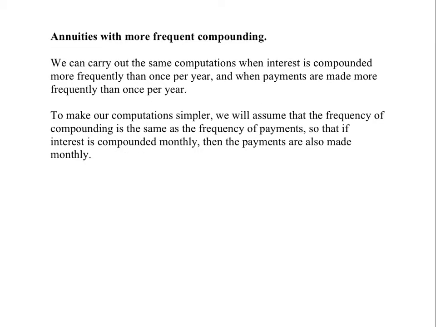We're ready now to make life more realistic by looking at annuities with more frequent compounding. So we can carry out all these same computations when interest is compounded more frequently than once per year, and when payments are made more frequently than once per year. To make these computations simpler, we're going to assume that the frequency of compounding is the same as the frequency of payments. So if interest is compounded monthly, the payments are also made monthly. If interest is compounded quarterly, the payments are made quarterly. But we can put these together and talk about annuities with more frequent compounding.